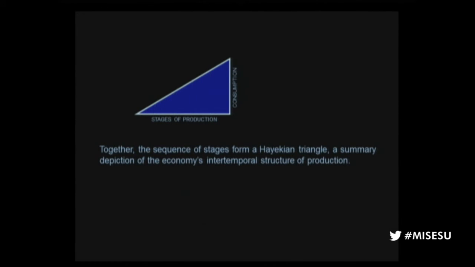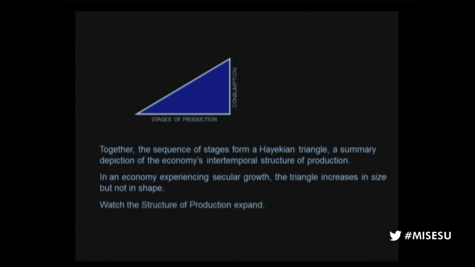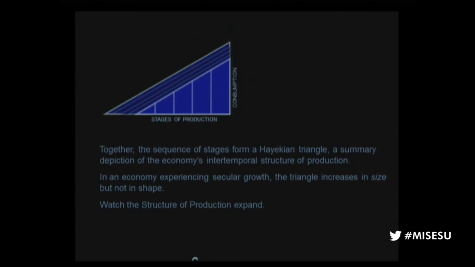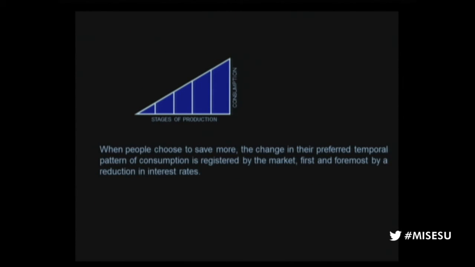Okay. Together the sequence forms the Hayekian triangle, so we can use it without identifying the stages. Watch the structure of production expand. This is just to say, as in the Knightian case, it's possible that if you're more than maintaining the structure, it will grow. Won't necessarily change the interest rate, and it doesn't involve that, but it grows. Okay? More importantly, if you save more, that puts downward pressure on the interest rate. The triangle changes shape because early stage stuff is more expensive. You have to pay more in terms of interest to carry it through to completion.